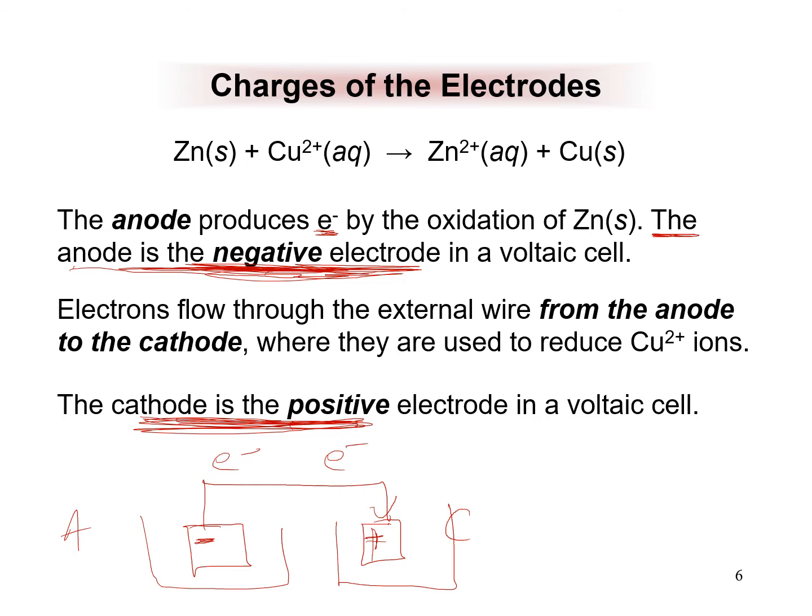But remember, anode is always negative. Anode is where oxidation occurs. Cathode is always positive. Cathode is where reduction occurs. And electrons are always going from anode to cathode. So those are the things that you should remember.